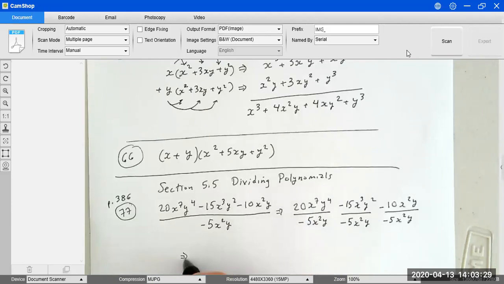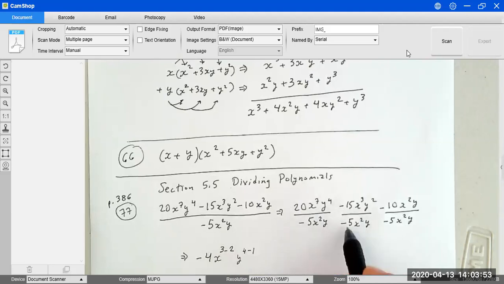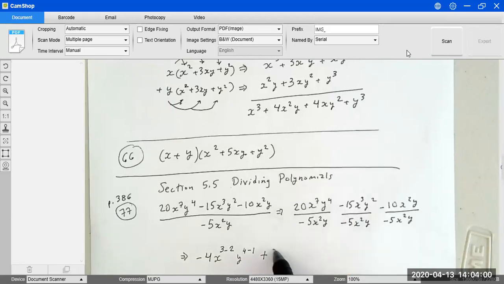That is going to be negative 4. Then I have my variable x, and I'm going to subtract exponents. So I have 3 from the numerator minus 2 from the denominator. Then the other variable is y, and it's going to be just 4, the exponent 4 from the numerator, minus 1, the exponent from the denominator. Then negative 15 over negative 5, negative over negative is going to become positive. 15 over 5 is going to be 3.